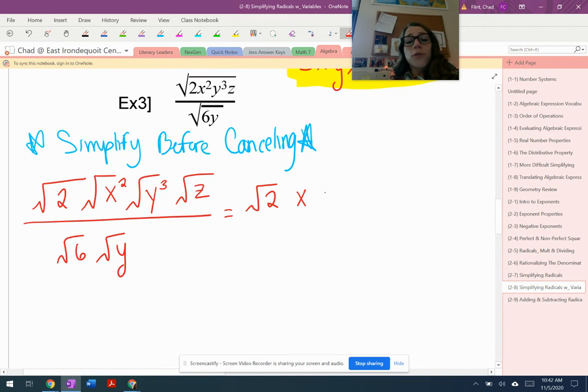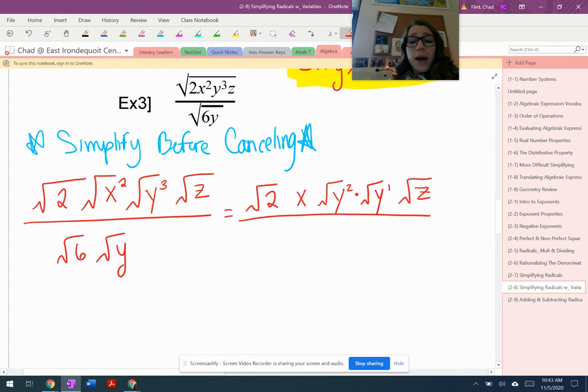Now, my square root of y cubed, I can break that up into the square root of y squared times the square root of y. Remember that 2 and the 1 to get back to that 3. And then the square root of z, that's already simplified as much as possible because it doesn't have an exponent higher than 1.